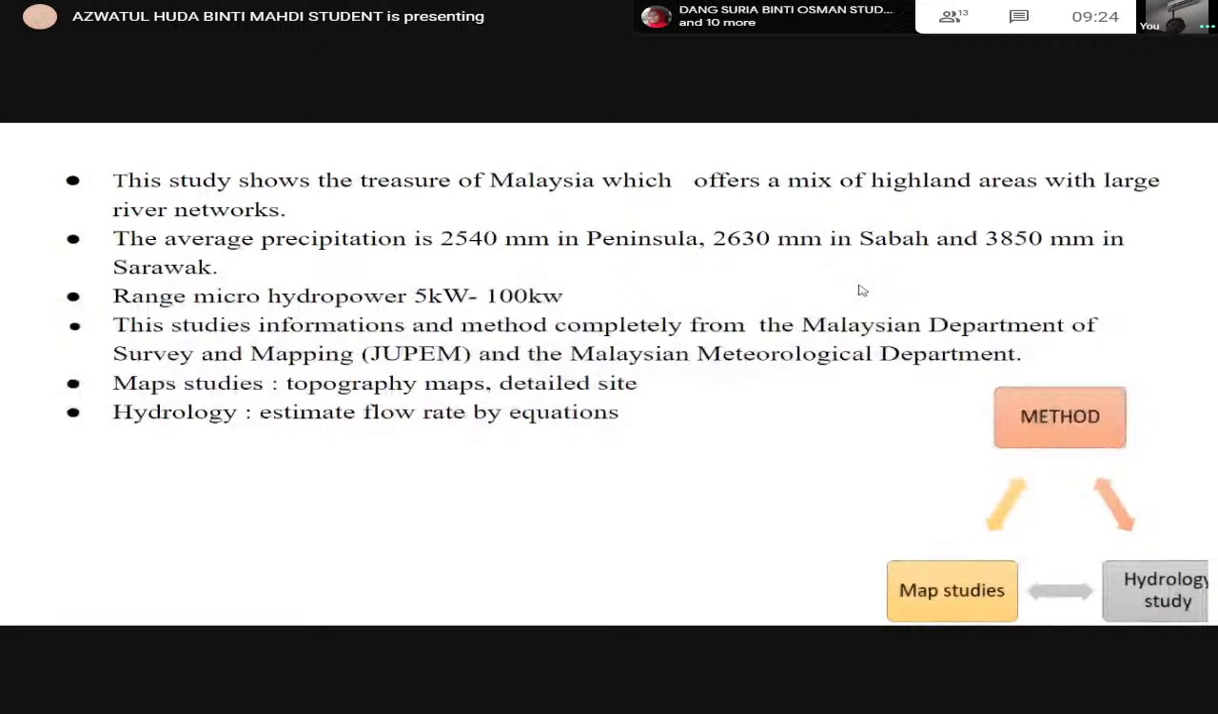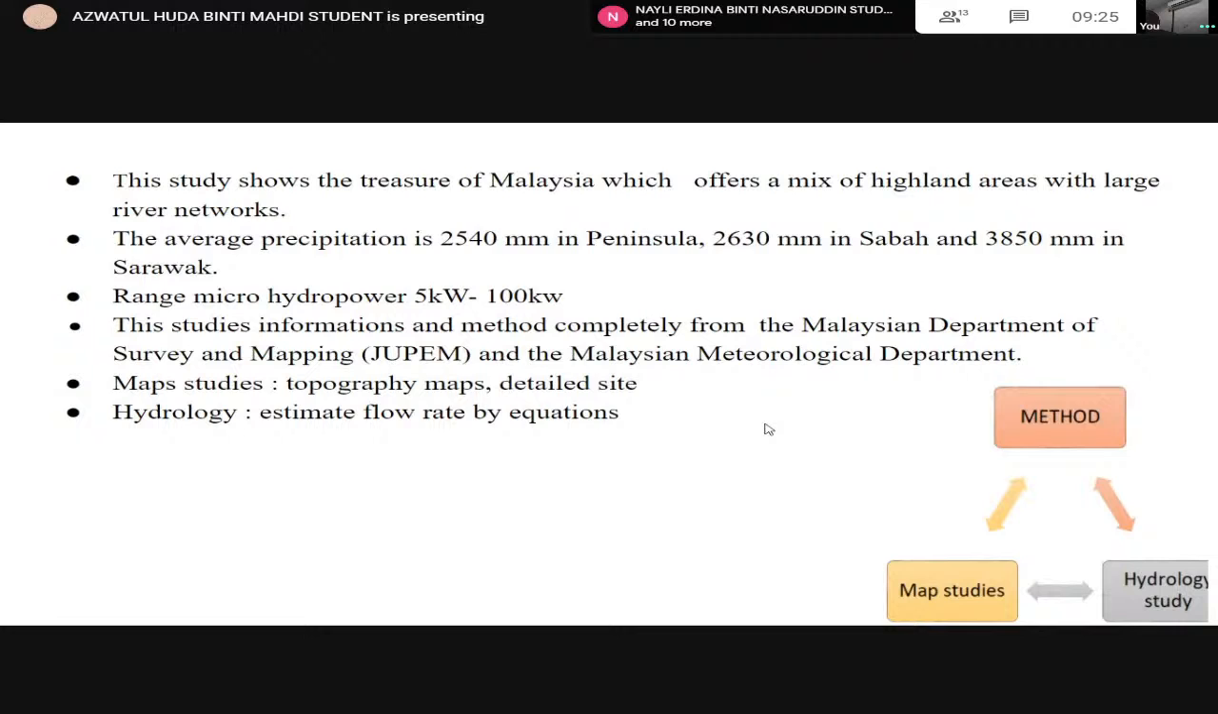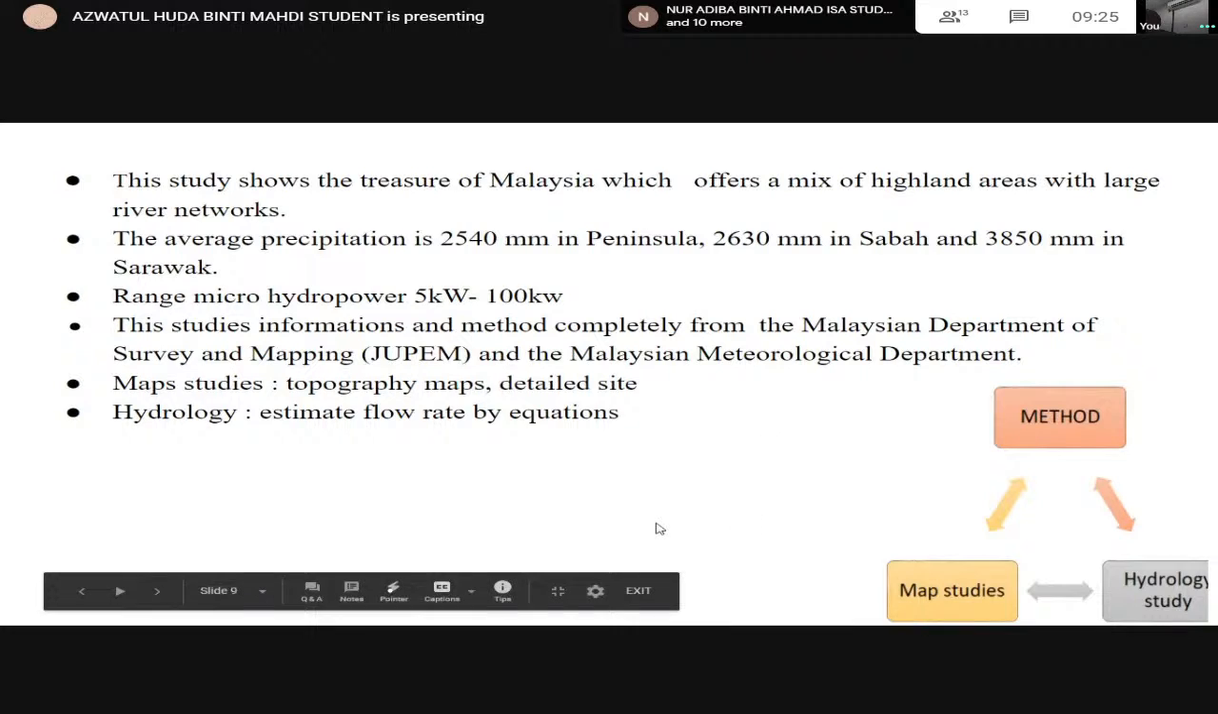Okay. Basically, this study shows that Malaysia has a large river network, which means there are a lot of locations that have the potential to build hydropower in Malaysia. The researchers in this study got information from the Department of Survey and Mapping and also the Malaysian Meteorological Department. They used two types of method, which are map studies and hydrology studies. Okay, next.